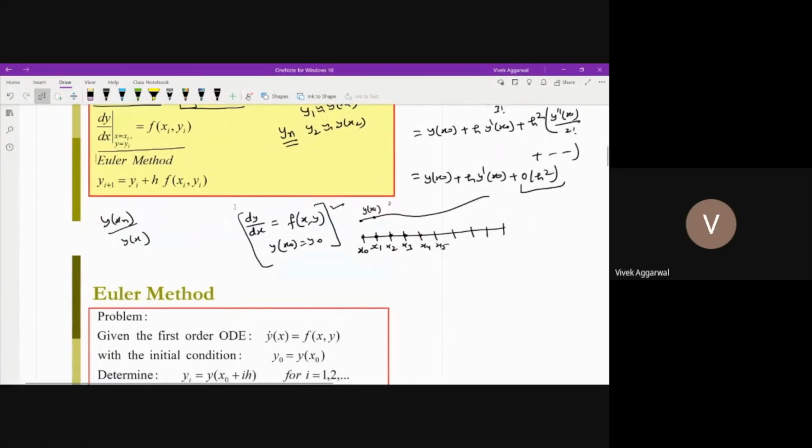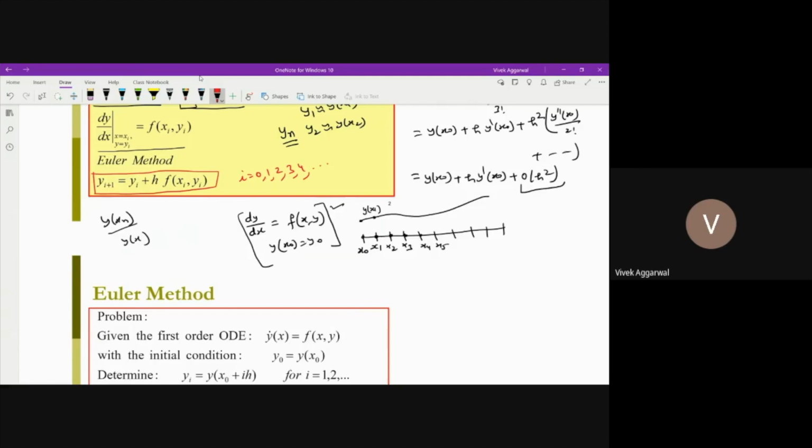So this is my Euler method. Here i starts from 0, 1, 2, 3, 4, and so on. It means when I put i equal to 0, I will get y1 is equal to y0 plus h f(x0, y0). And this value is known to me. So I will calculate y1 here, and then y2, and then y3, and so on.